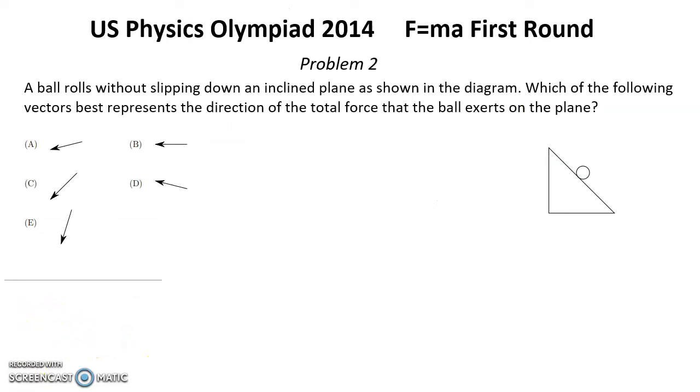Problem number 2. A ball rolls without slipping down an inclined plane as shown in the diagram. Which of the following vectors best represents the direction of the total force that the ball exerts on the plane?